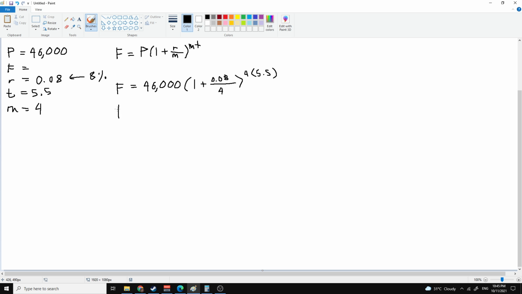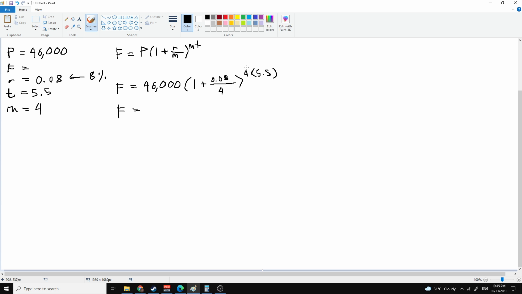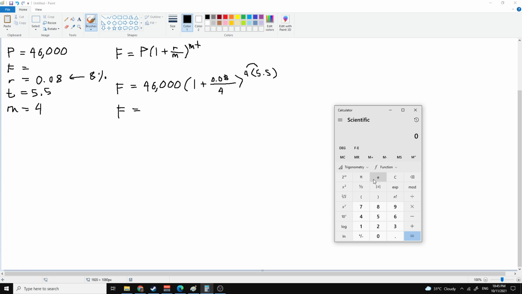So all of it is really just substituting variables. At its root, at its heart, it's really just that, substituting variables. Now all of this doesn't really need that much solving. So 4 times 5.5, and 0.08 over 4. 0.08 divided by 4 is equal to 0.02.